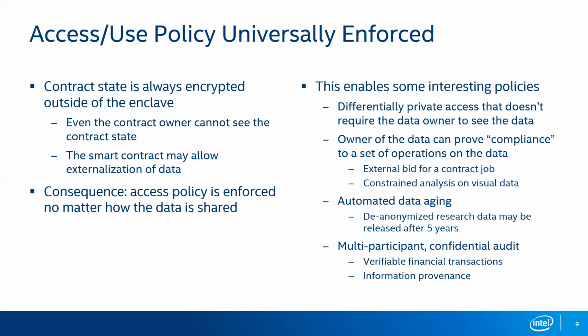Going back to what it's good for: as I mentioned before, the contract state is always encrypted outside the enclave. So the contract owner does not get to see the data unless the contract allows for it to happen. I'll give you an example of why this is really critical in a minute. There are a number of policies that this facilitates. When we talk about privacy-preserving data access, we talk a lot about differential privacy and the techniques for building differential privacy.